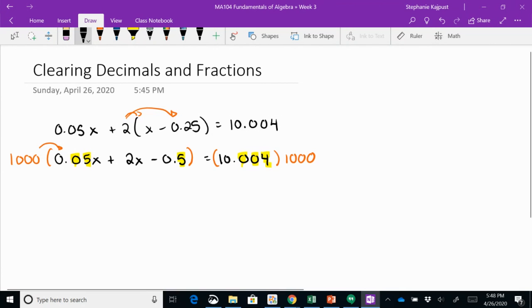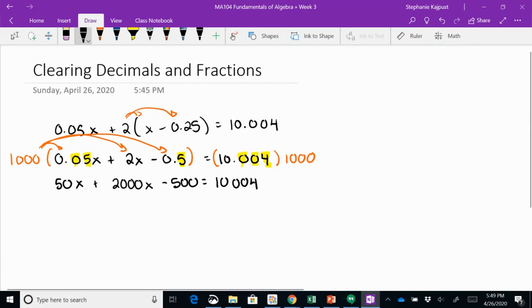So I'm going to multiply by the 0.05x, 1,000 times that. That comes out to 50, so I have 50x. Then I have 1,000 times 2x, so that's going to be 2,000x. And then 1,000 times a negative 0.5 comes out to negative 500. And then I have 10.004 times 1,000, so 10,004. So now I've gotten rid of all the decimals, and now I can solve like usual.